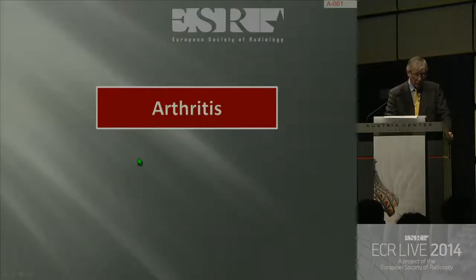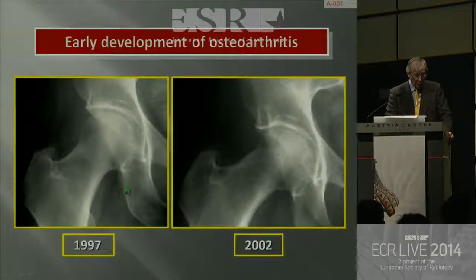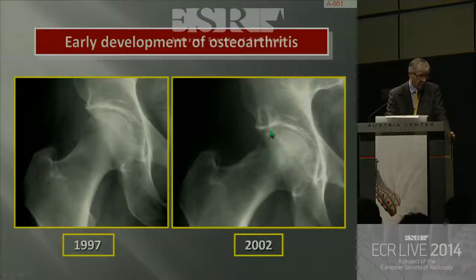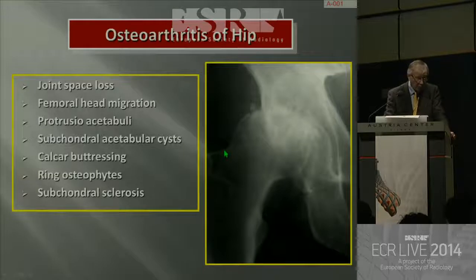So if we then look at arthritis, early development of osteoarthritis, here you can see the 97, and you can see that there may be a little loss of joint space, but not very much. Now, in 2002, the joint space is down, and there's some subchondral cystic changes, classical picture of osteoarthritis. And osteoarthritis of the hip is a very common diagnosis for plain radiographs.